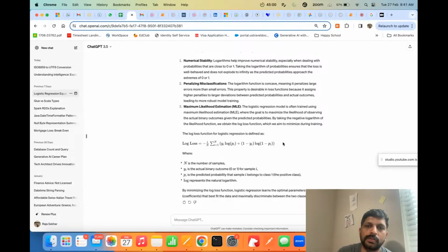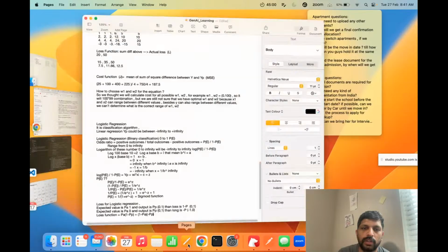So this would be the final loss function. Again, why we do the average and so on, you guys already know it, so there's nothing new to learn there.